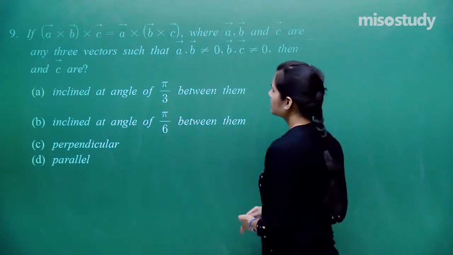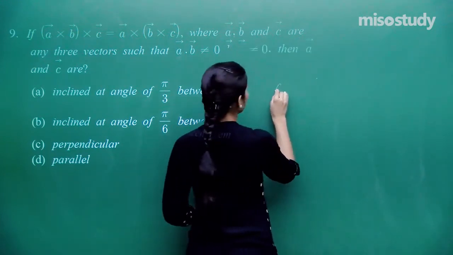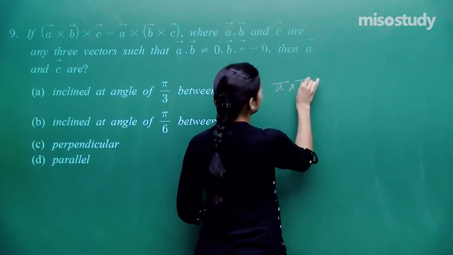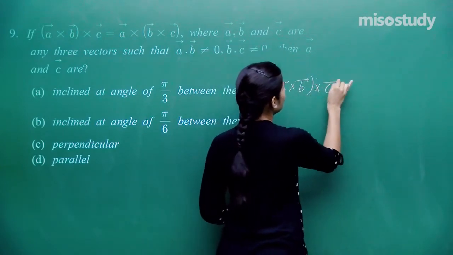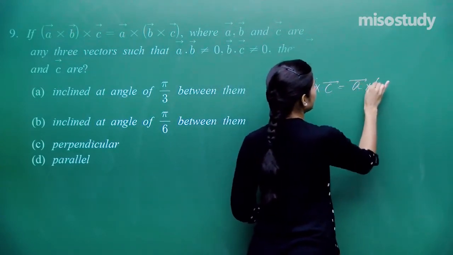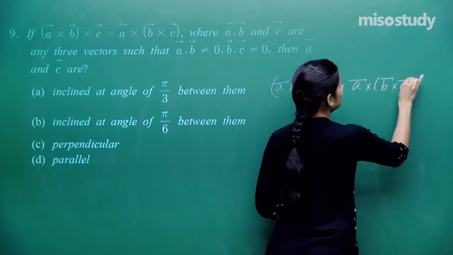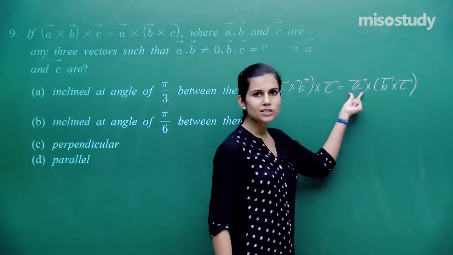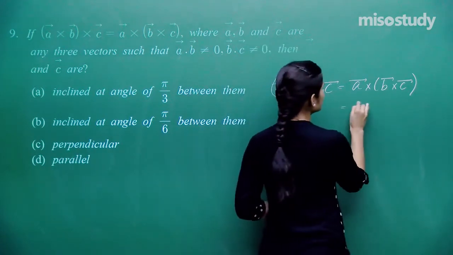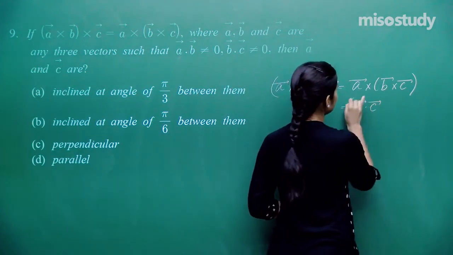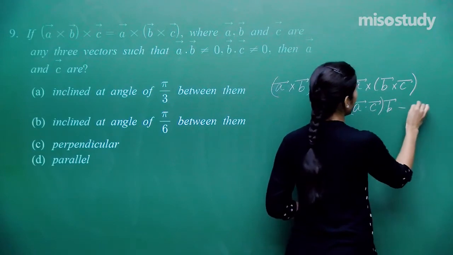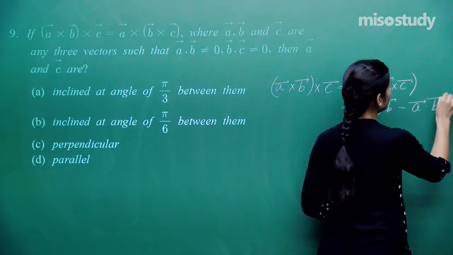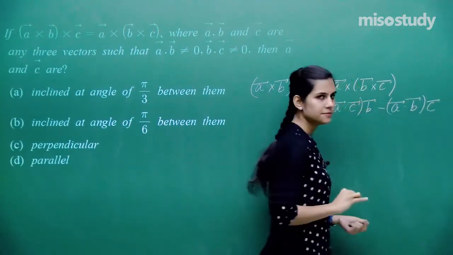A cross B cross C is not the same as A cross B cross C. First of all, A cross (B cross C): on the right hand side, the vector outside the bracket is on the leftmost side. So this is going to be (A dot C) times B minus (A dot B) times C.